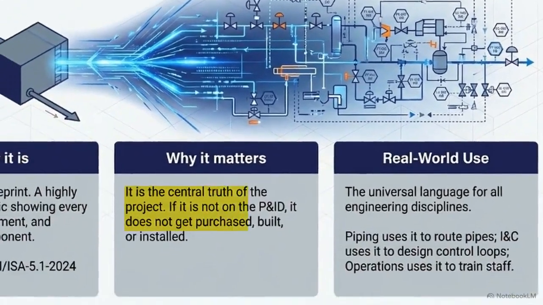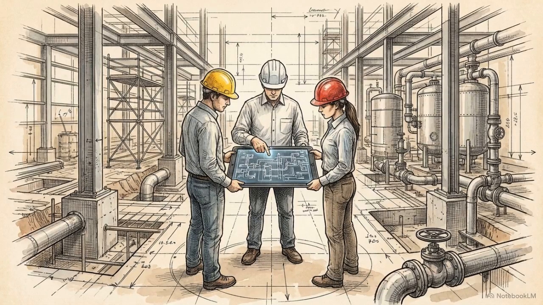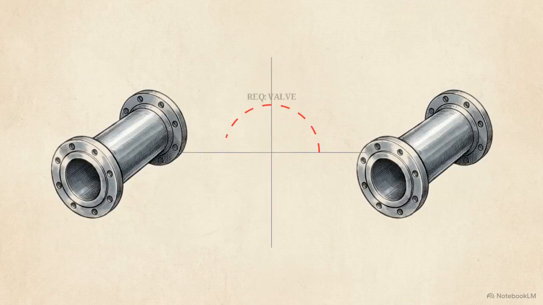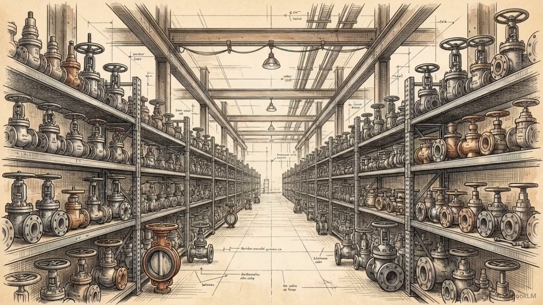As you can see highlighted here, the rule is absolute. If a component is not explicitly drawn on this P&ID, it does not get purchased, built, or installed. It serves as the central truth for the project. Plumbers, electricians, and software engineers all read this exact same map to stay aligned. A master blueprint tells us we need a valve in a specific spot, but it doesn't tell us exactly which valve to buy out of thousands of available options.